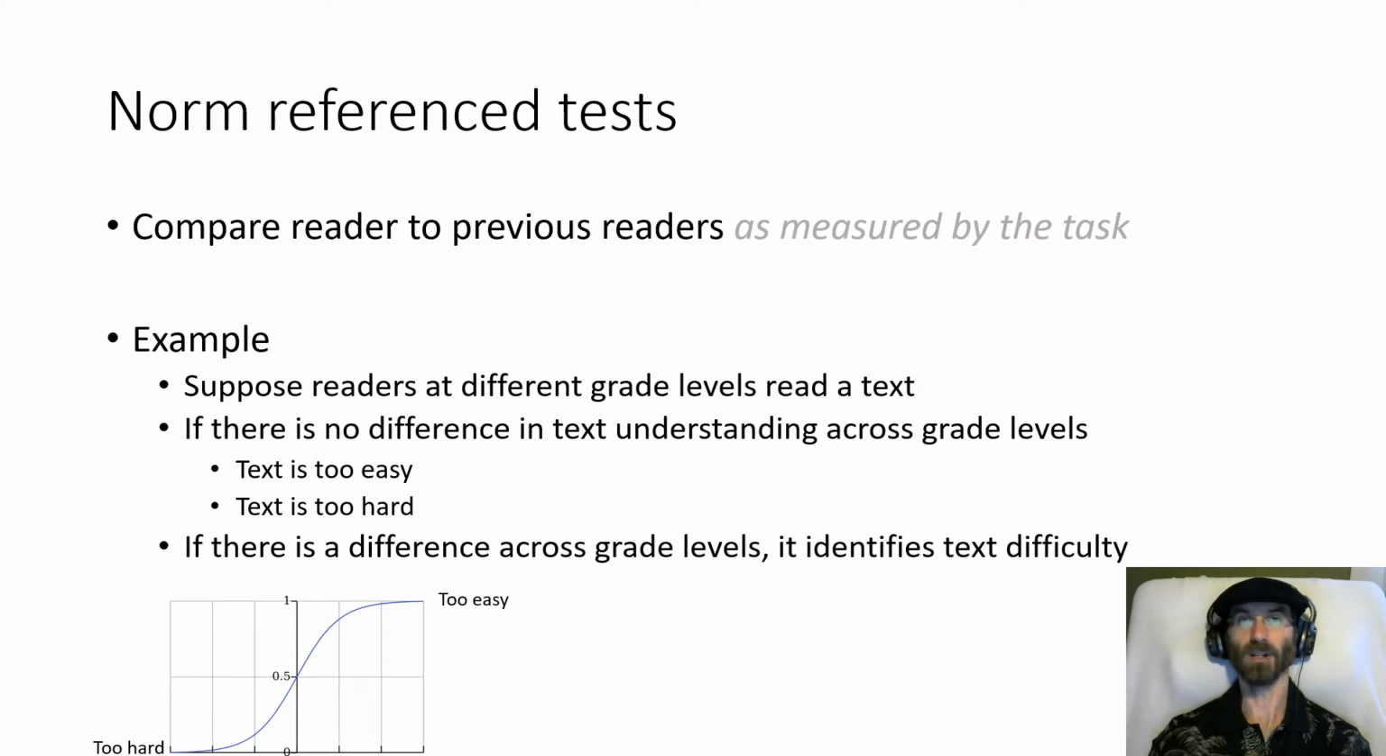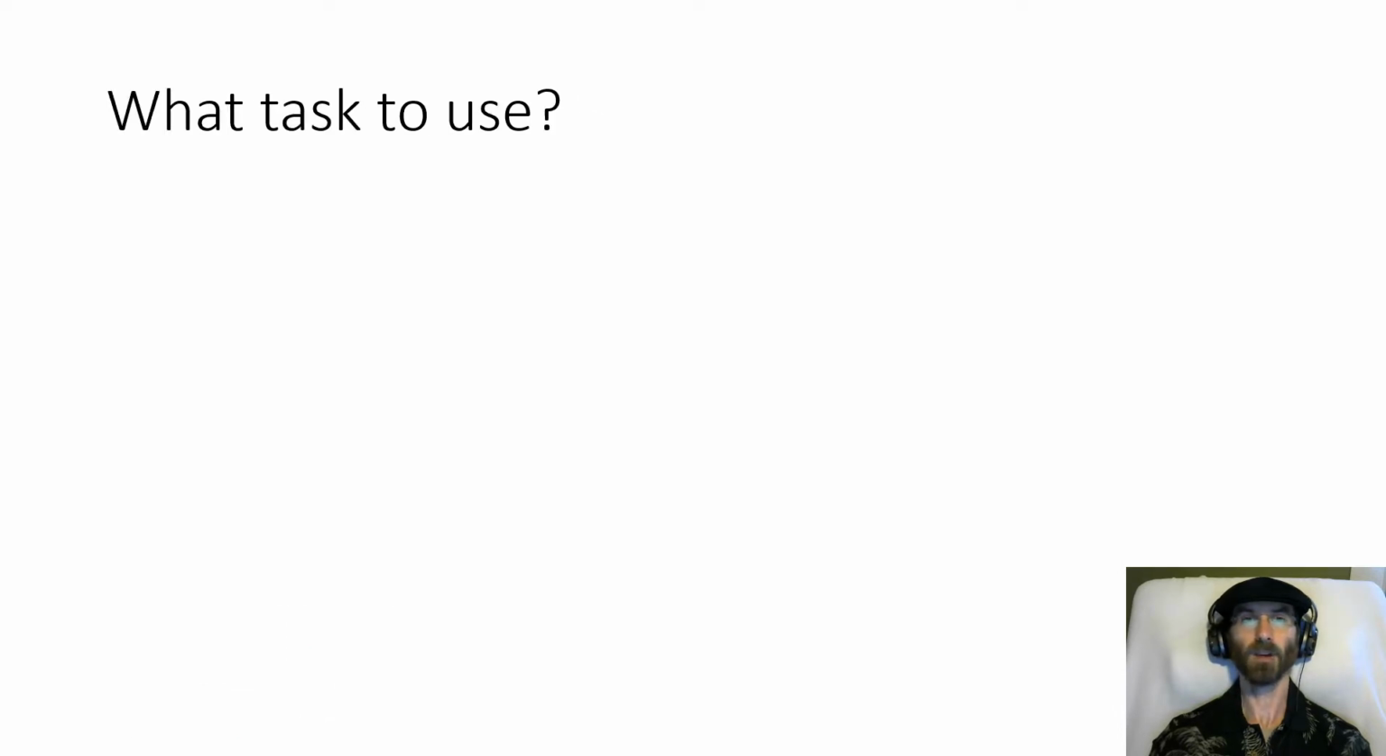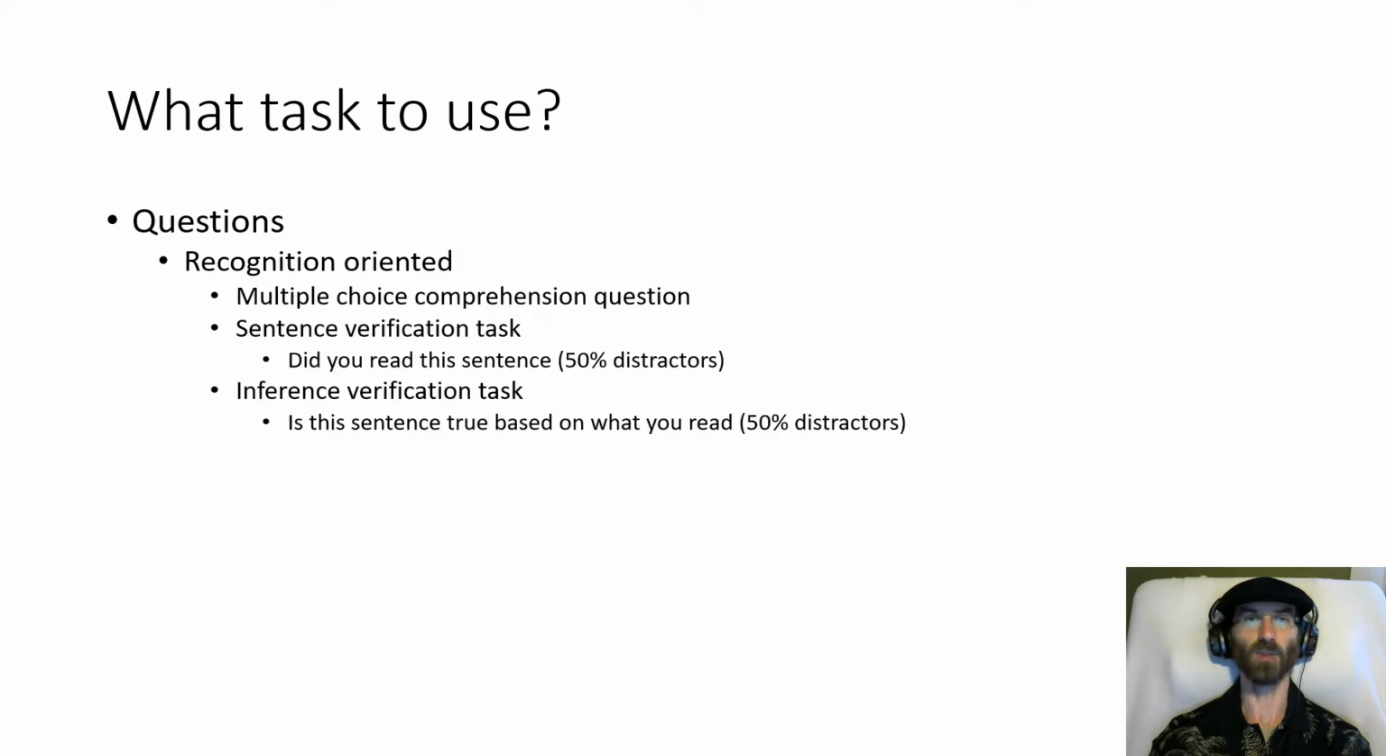So far, so good. So the question then is what task to use to measure this. There are many choices, the most popular being questions, which we can divide into recognition-oriented, so multiple choice comprehension questions, sentence verification task, did you read the sentence or not, 50% distractors present, or an inference verification task, is the sentence true based on what you read, again, 50% distractors. These are all common choices. The other group is recall-oriented questions, so short answer questions, or essay questions.